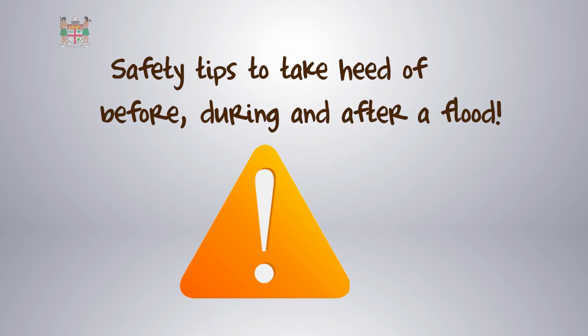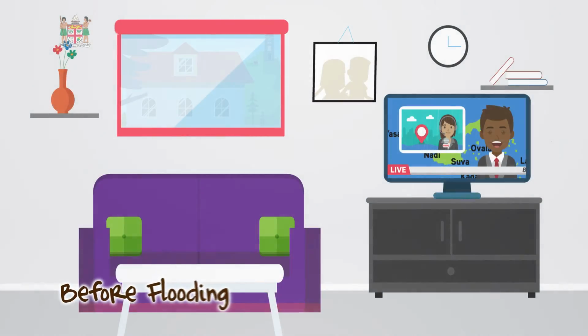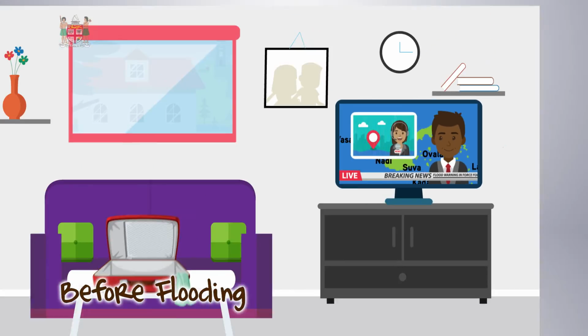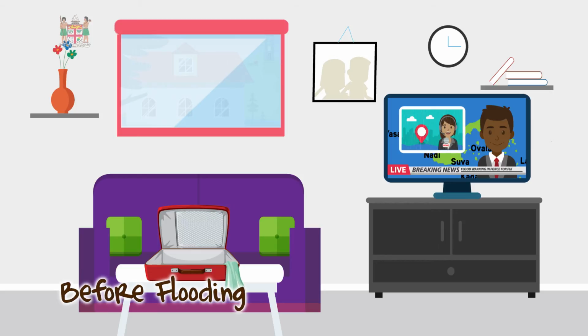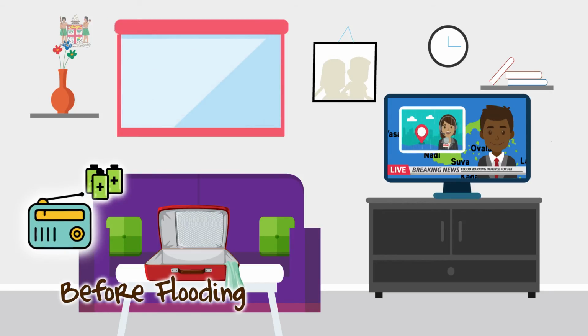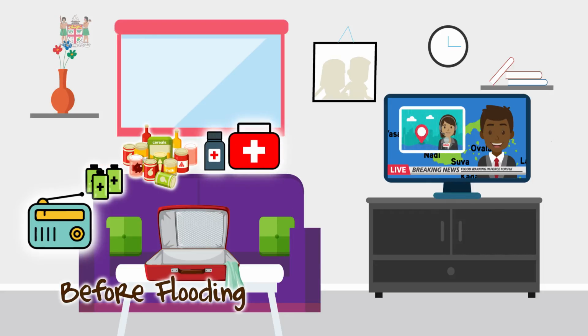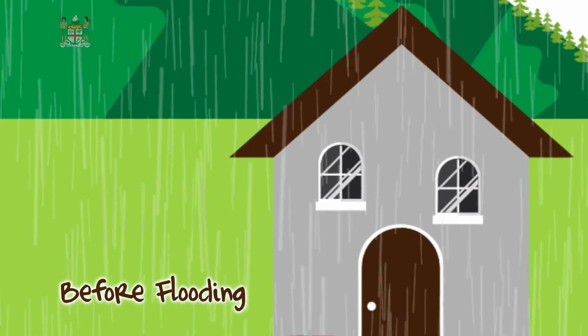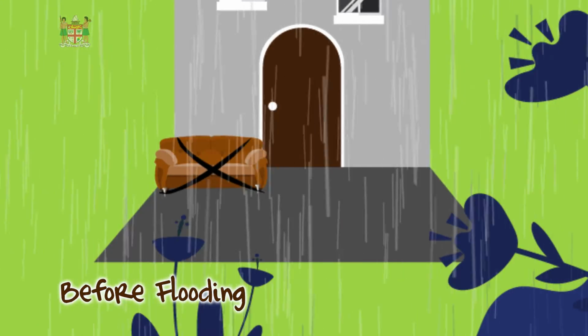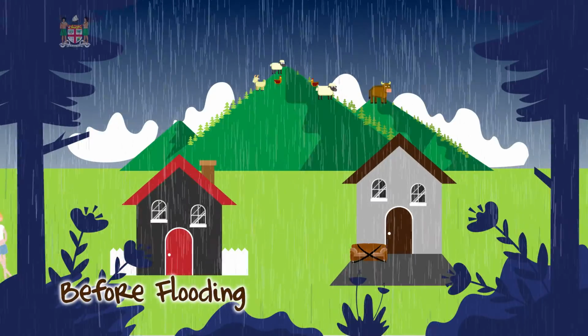Here are some safety tips to take heed of before, during, and after a flood. Before flooding. If you have pre-information about flooding, be prepared to evacuate. Keep an eye on weather conditions and stay updated with latest weather and flood forecast. Keep a portable radio, spare batteries, food, any needed medication, and emergency kit at hand. Store water in sealed plastic containers as water supply may be disrupted. Move livestock to higher ground. Secure objects that can float and cause damage. And evacuate when necessary and when it is safe to do so.